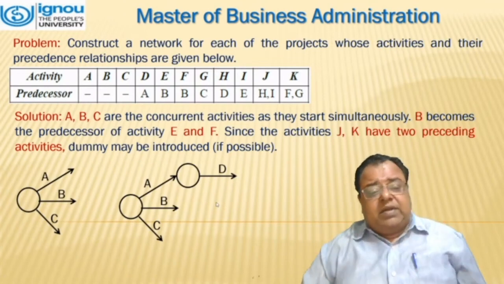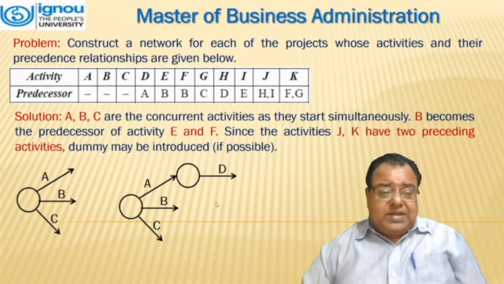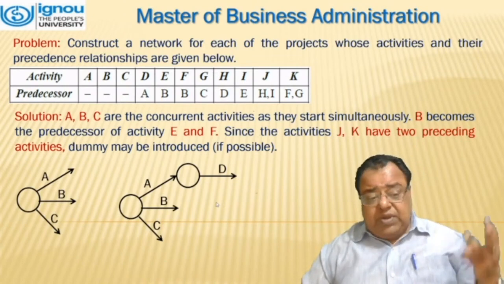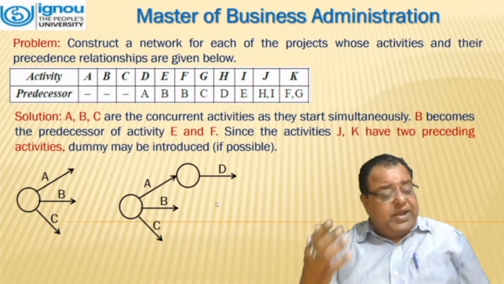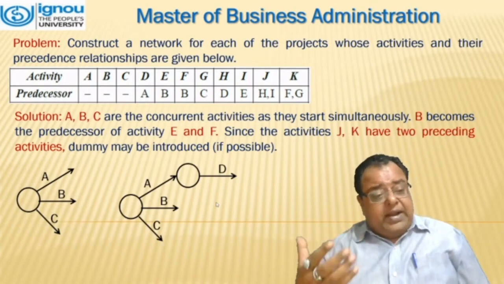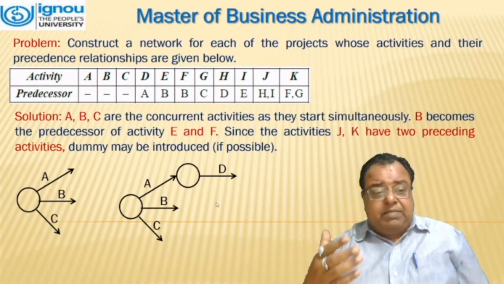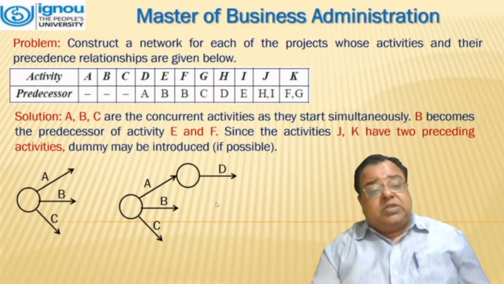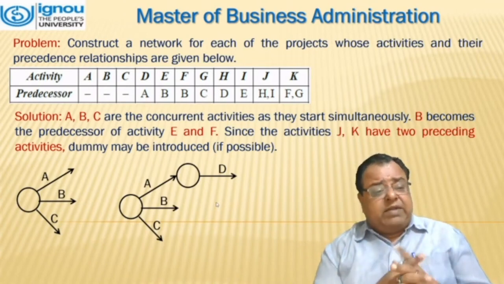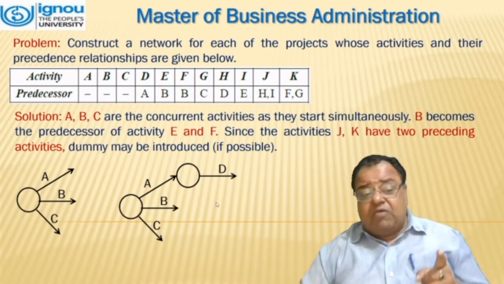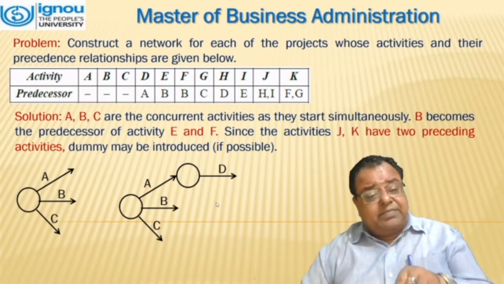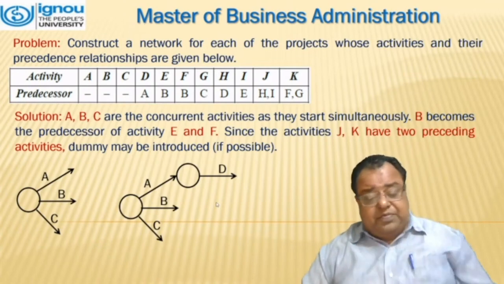To start with, we will draw a circle. We can see over here that A, B, and C are the three activities which start from it. That means three arrows will start, and they will be labeled A, B, and C. Then we will move to D. The predecessor to activity D is A. We will draw a circle at the head of A, and we will write D on the arrow.